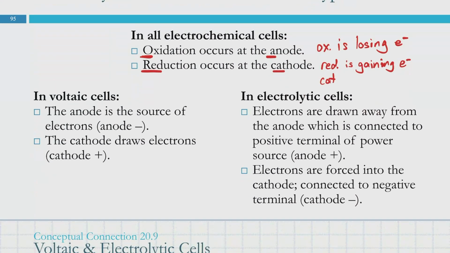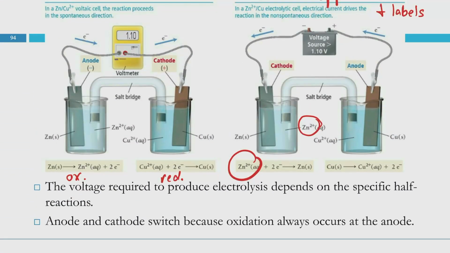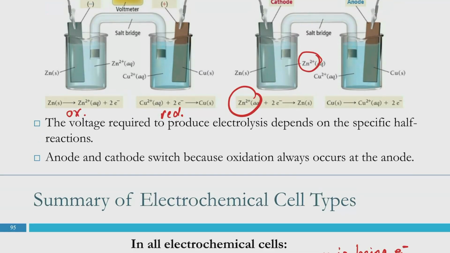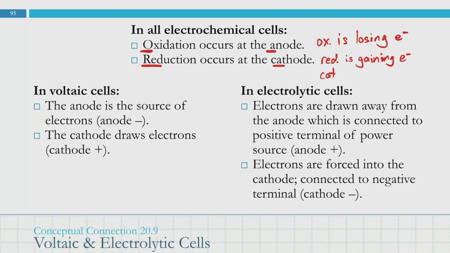And that's connected to the positive terminal of the power source. So we've got our positive lead here drawing electrons. It pulls electrons from our anode, where oxidation occurs. And the electrons are forced into the cathode that's connected to the negative terminal. So we're supplying a lot of negative charge that pushes electrons into our cathode so that reduction can occur.